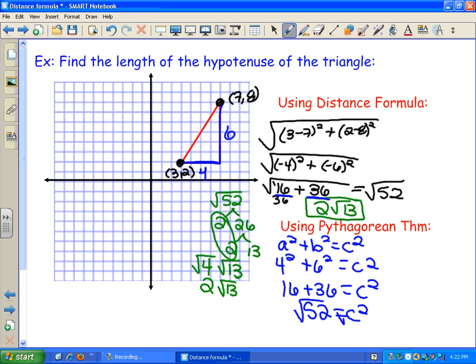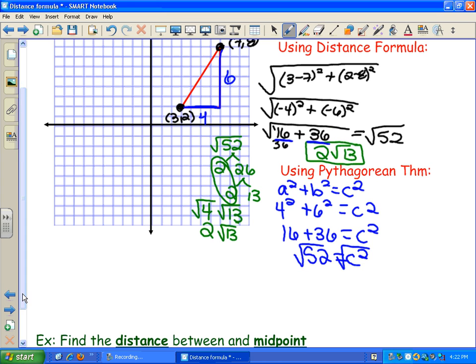Take the square root of both sides so I can get c. Well, we already know how to break down 52. We get 2 square roots of 13 as my c value. So distance formula, Pythagorean theorem, they give us the same answer.